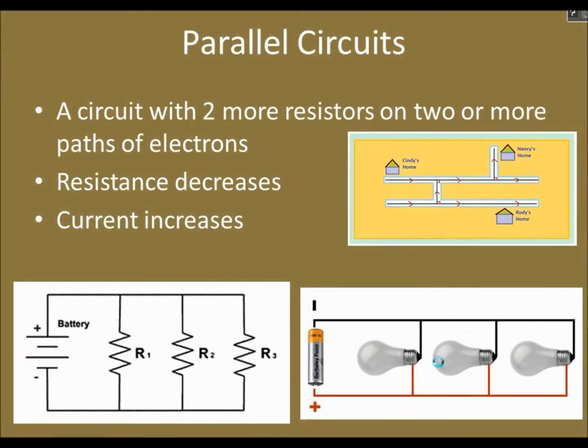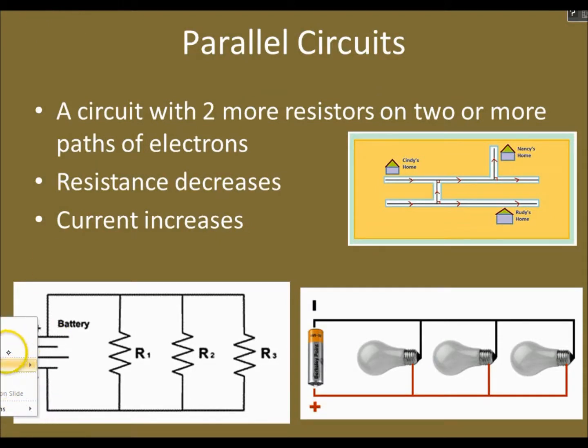All right, the other type of circuit we're going to talk about is parallel circuits. Parallel circuits are circuits with two or more resistors on two or more paths of electrons. Now this is different. When we were talking about series circuits, all of the resistors were on the same path. These guys are not. Let me show you what I mean by that.